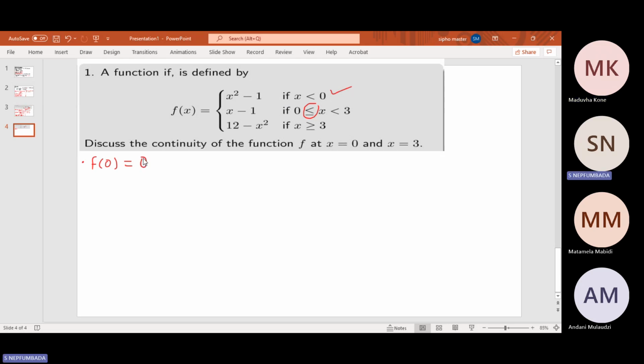Then f at 0 equals 0 minus 1, which is equal to what? Minus 1. And f at 3, because it's equal to, is nothing but 12 minus 3 to the power 2. Then what do you get as a solution? Minus 7. Minus 7. 12 minus 9.